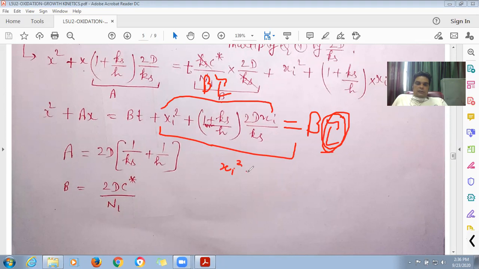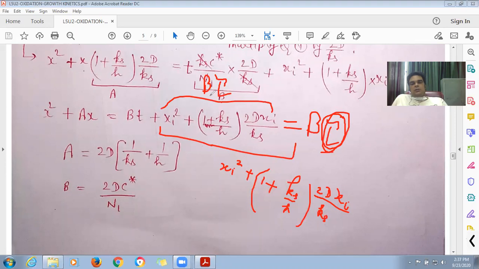That is x square plus 1 plus ks upon h multiplied by 2 dxi upon ks. This was equal to b tau. So just divide this by b tau, divided by b, you will get the value of tau here. So again here it will be divided by b.